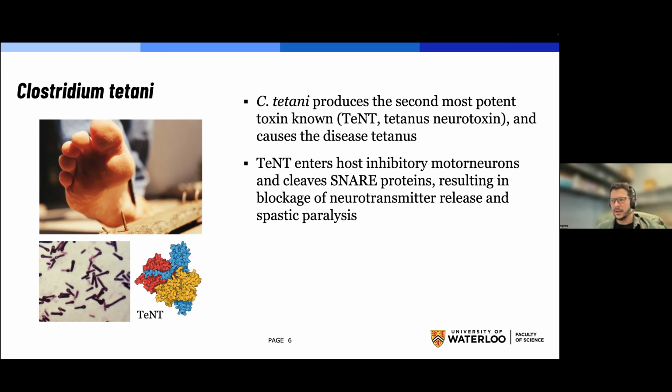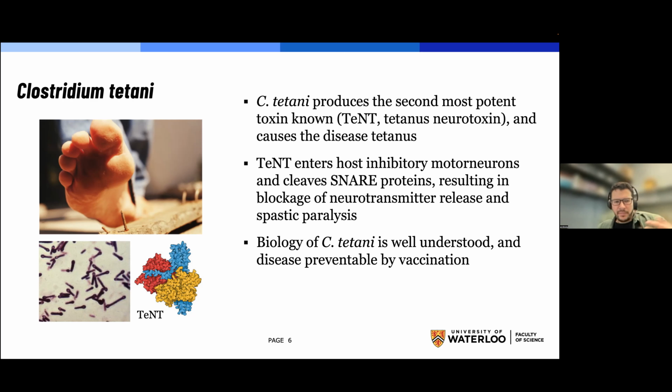It's part of a general family of toxins called clostridial neurotoxins. Again, botulinum neurotoxin is another form of it, which causes botulism and acts in a bit of a different way and targets different neurons. Now, the biology of C. tetani is very well understood, and as I mentioned, it's a disease that's been preventable by vaccination.